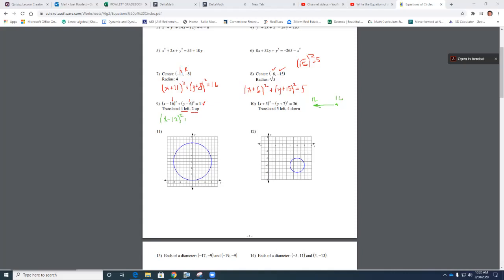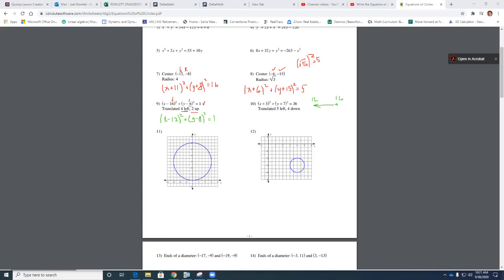Plus, but then they tell us that the y value is going 2 up. Well, the y value is +6, right? It's this value here. And if you add 2 to 6, the y value becomes 8. So that would now be y minus 8 squared. And just because you slide a circle around, it may change the x and y values, right? Or the center point values, but it doesn't change the radius. The size of the circle does not change.